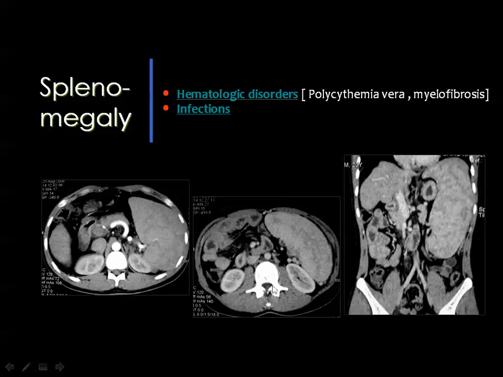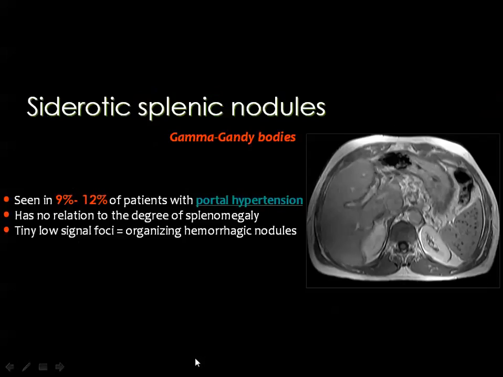And of course, the craniocaudal diameter is larger than 12 centimeter. Sometimes in patients with portal hypertension, not in a good percentage, about 9 to 12% of the patients with portal hypertension, you get this appearance of the spleen. The spleen may be enlarged, and the splenic parenchyma will show small dots of persistent low signal in all blood sequences, representing hemosiderin, and this is known as siderotic splenic nodules or Gamna-Gandy bodies.